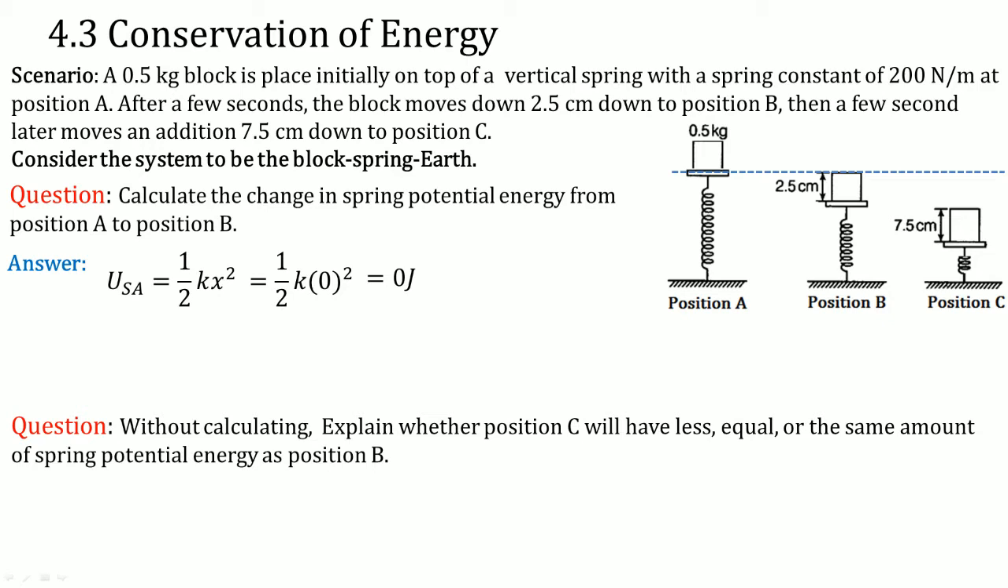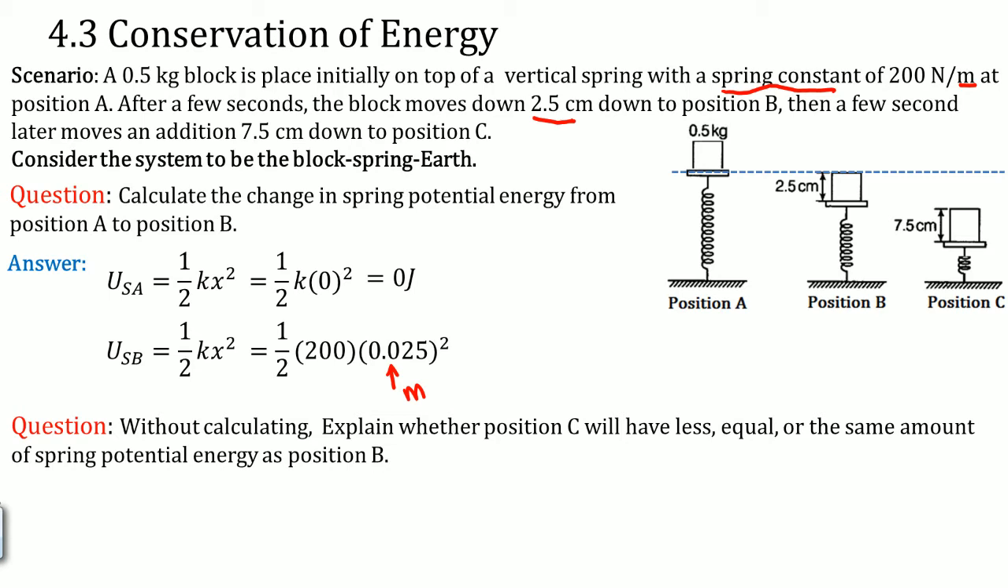It moved down 2.5 centimeters, so you can write 1/2 kx squared as the equation for the spring potential at point B. But when I plug it in, please note that x is in meters, but it was given in centimeters. The reason it has to be in meters is because the spring constant was in newtons per meter. So make sure you convert it correctly.